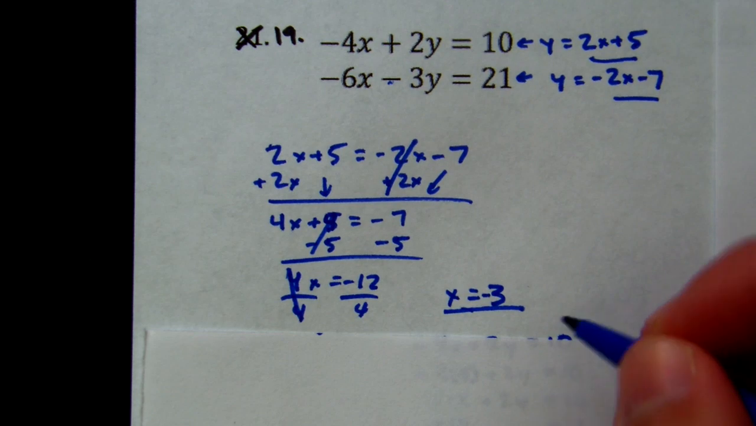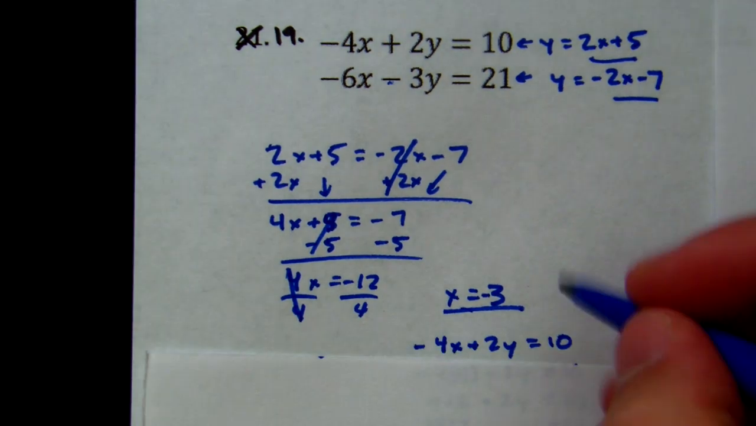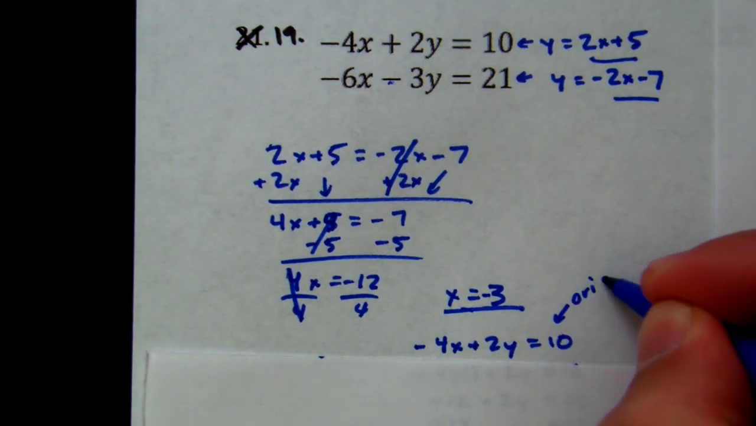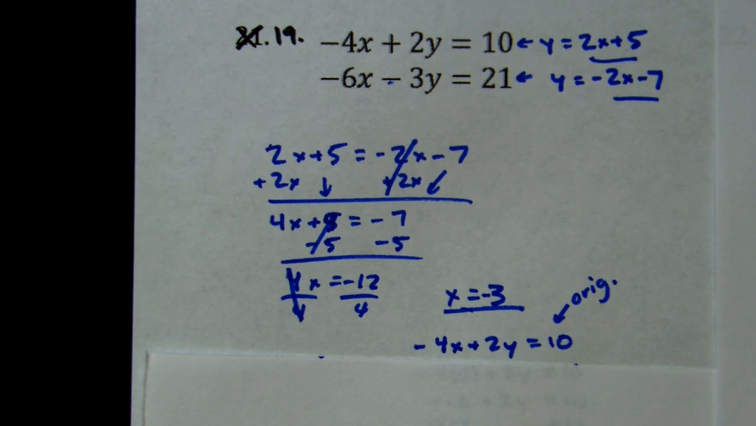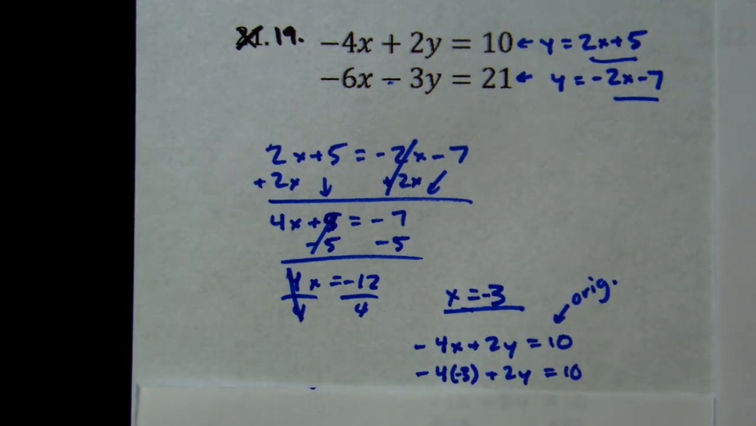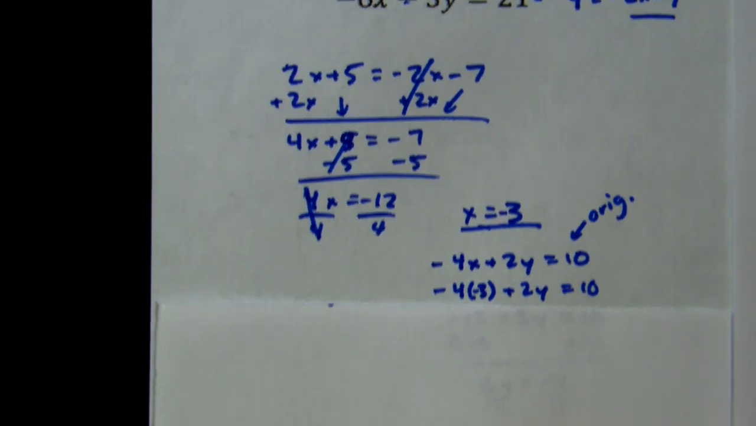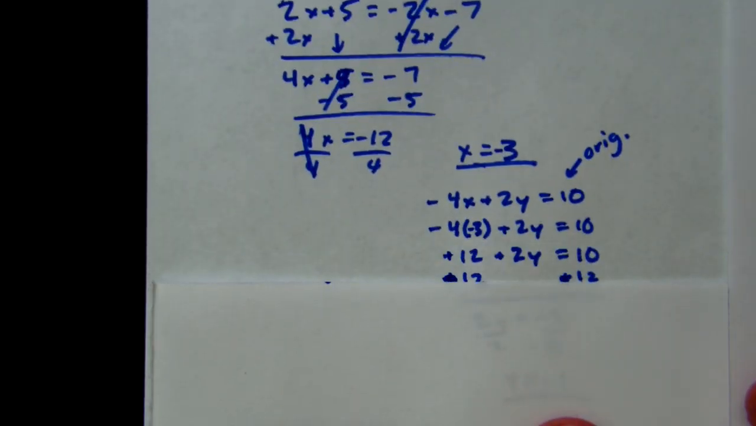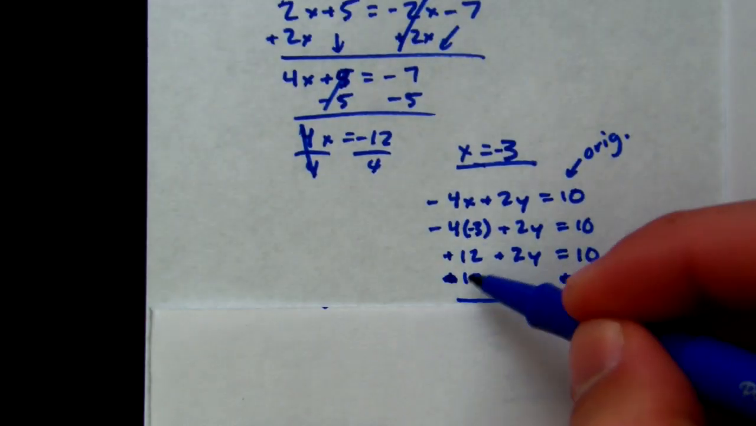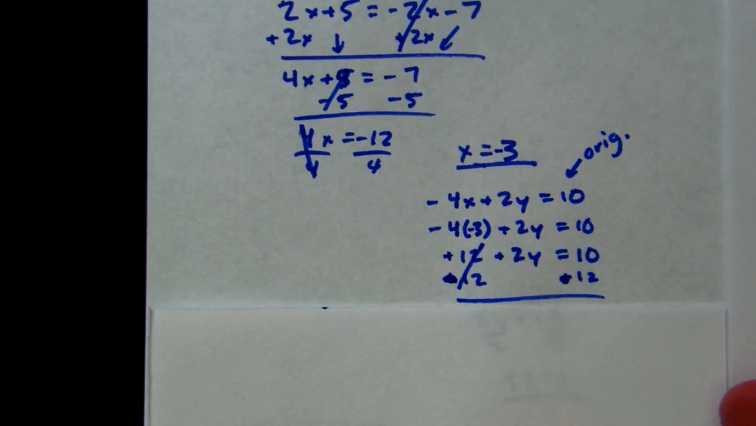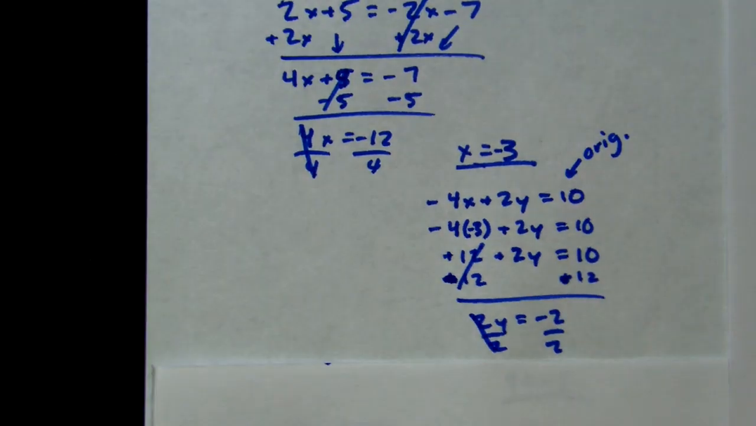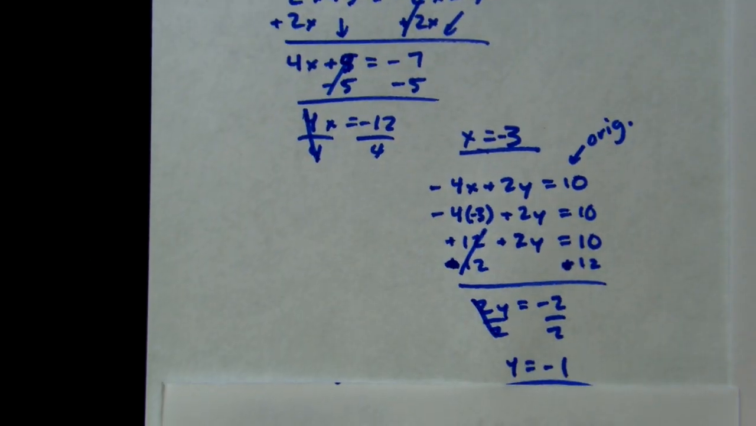Now, what we have to do next is pick an original equation, just in case we didn't solve for y correctly. We needed to plug into an original equation. I chose the top one, negative 4x plus 2y equals 10. I plugged in negative 3 for x. So here we get positive 12 plus 2y. To get y by itself, we had to subtract 12 from both sides. 2y equals negative 2. We divide by 2, and we get negative 1 as our y value.